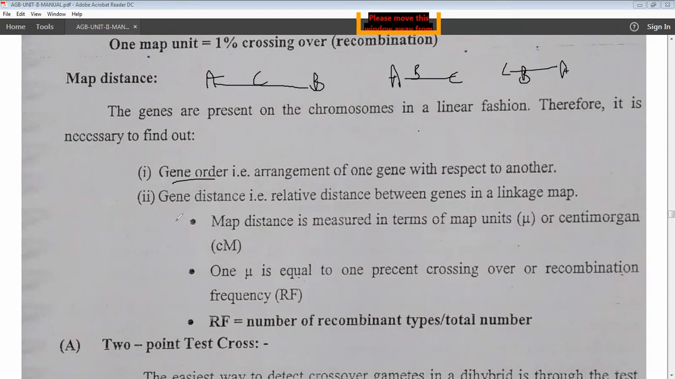Similarly, the gene distance, I had already told you: if the distance is more, then there are chances that crossing over is more. If the distance is very less, then there are chances that these genes are linked genes. So the gene distance and gene order is very important. Okay.